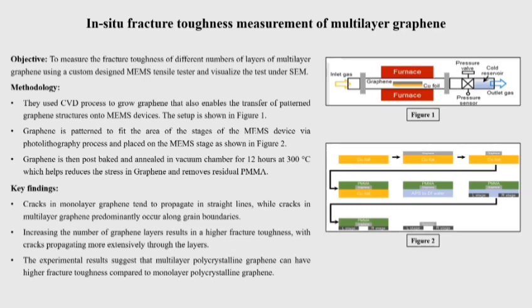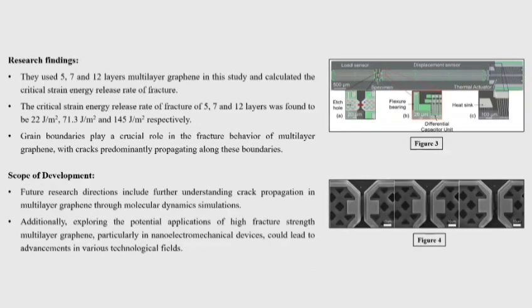And the key findings are that crack propagation in monolayer graphene propagates in straight lines, whereas the propagation in multilayer graphene is along the grain boundaries. As the number of layers of graphene increases, the fracture toughness also increases. And the results suggest that multilayer graphene has higher fracture toughness than monolayer graphene. Moving on to the research findings, the numbers of layers of graphene used for the study were 5, 7, and 12, and the fracture toughness was measured to be 22, 71.3, and 145 joules per meter squared, respectively.